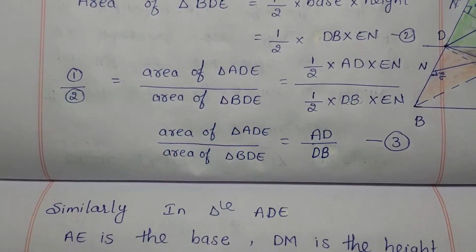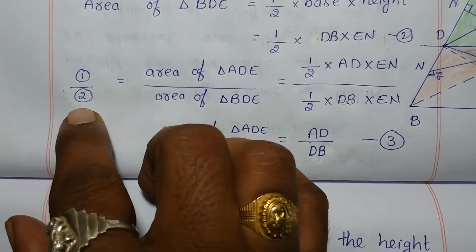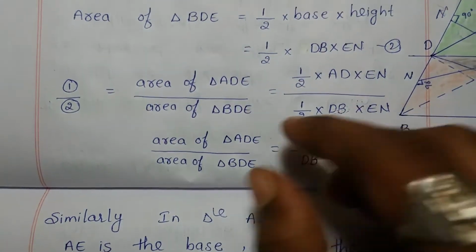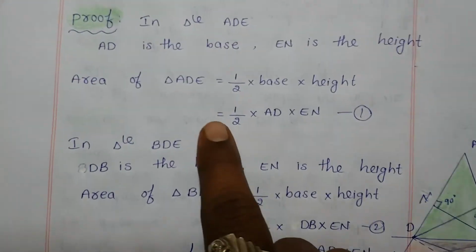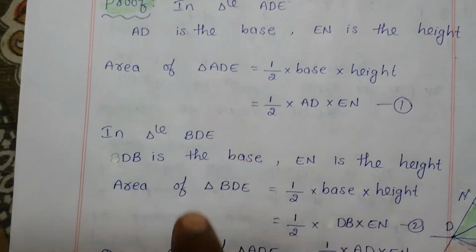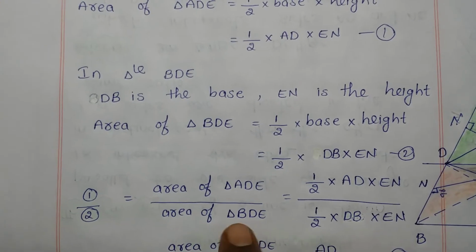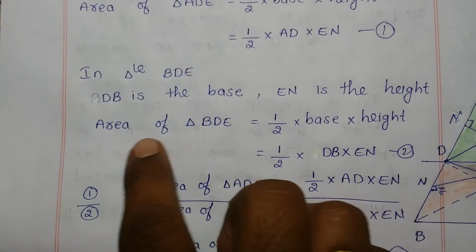Now in the next step we will divide equation 1 and equation 2. So equation 1 is nothing but area of triangle ADE by area of triangle BDE.